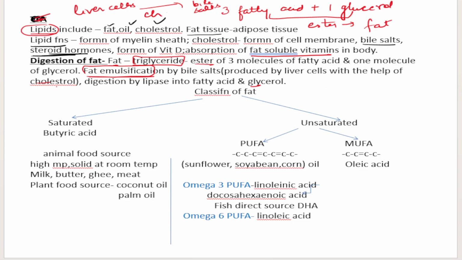Now fats are classified into two types, saturated fat and unsaturated fat. Saturated fats have single bonds between the different carbon atoms, and there are hydrogen atoms also attached in this carbon atom chain. So when there are single bonds between the different carbon atoms, then it is a saturated fat. And in case of unsaturated fat, there are double bonds between the carbon atoms.